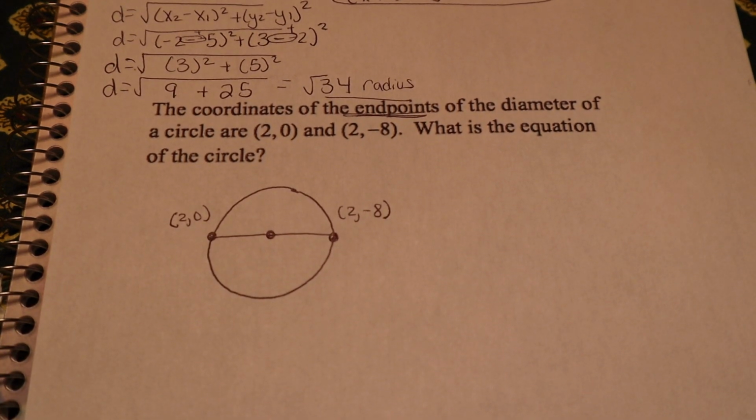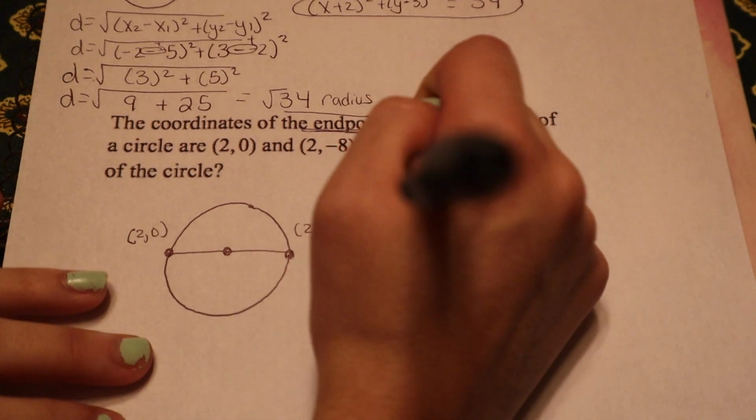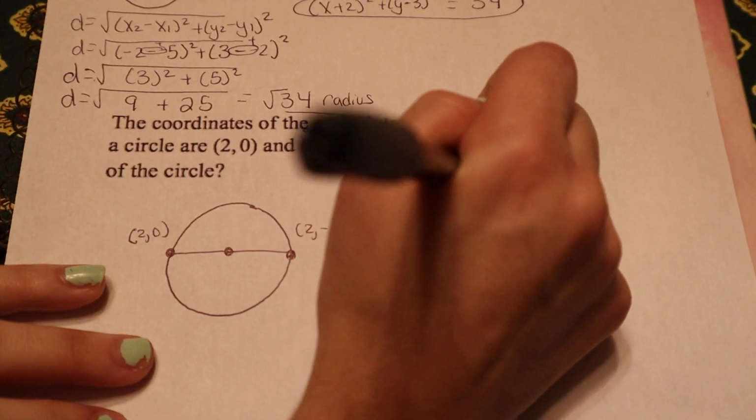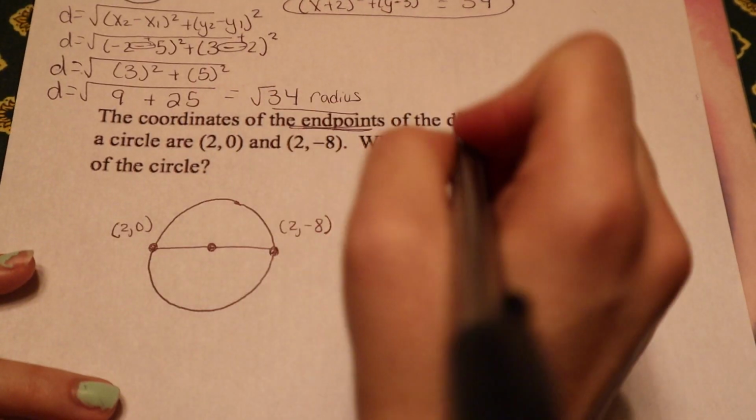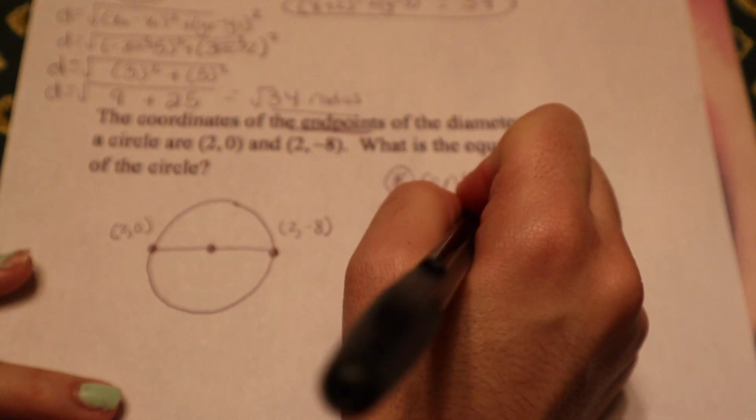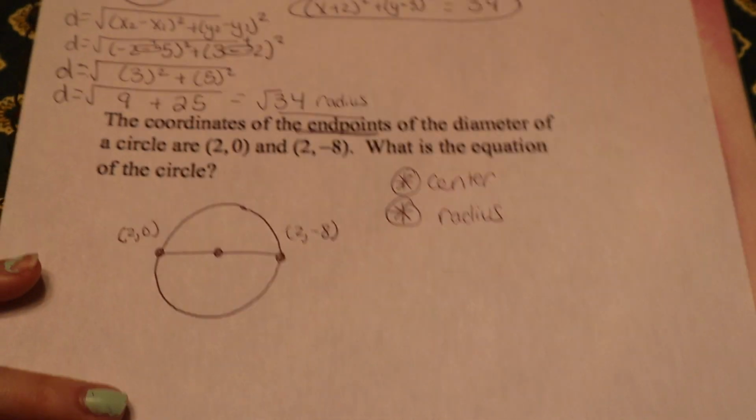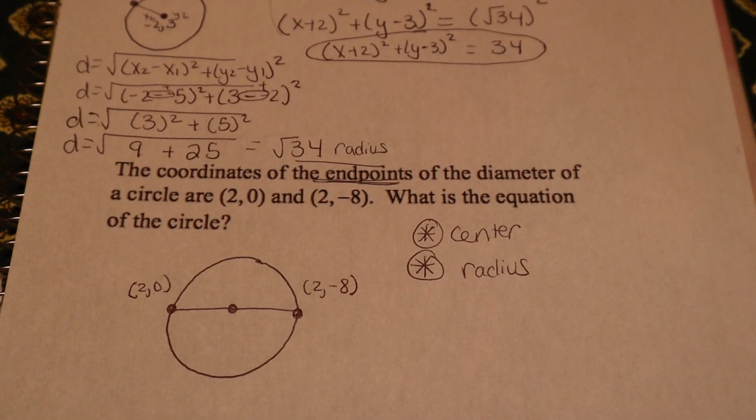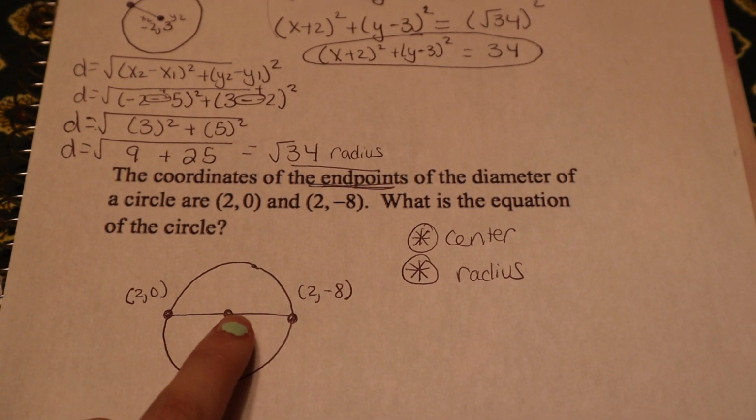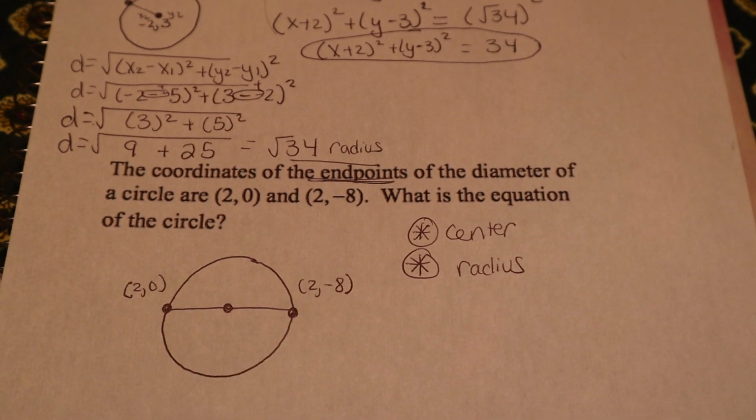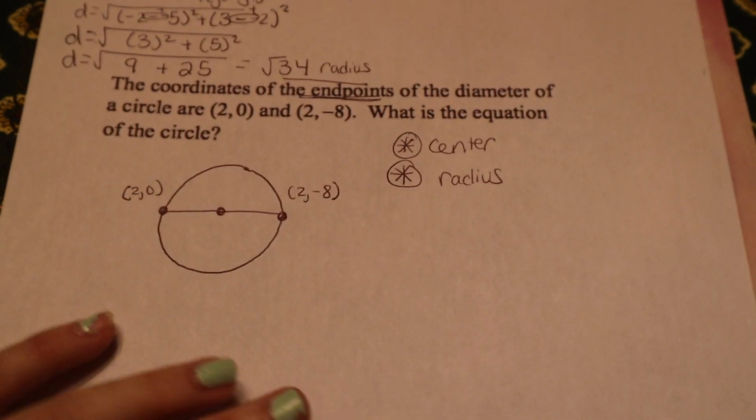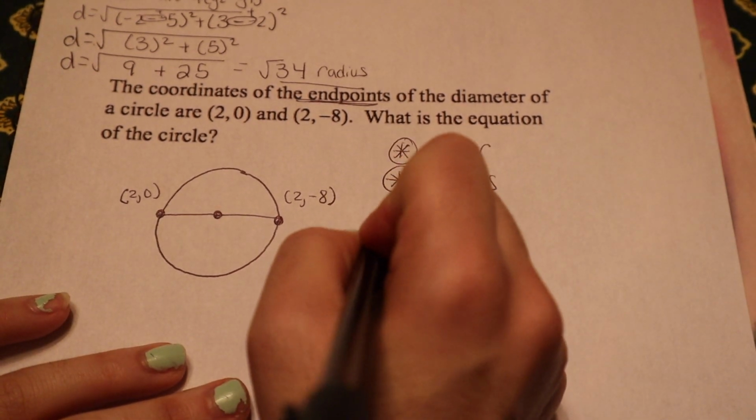All right, so this time I need the center. I don't have it. And besides the center, I need the radius. I need the length from the center to the end. Well, I can't find the radius because I can't get the distance from the center to the end point if I don't know what the center is. So my first step is going to be to find the center.